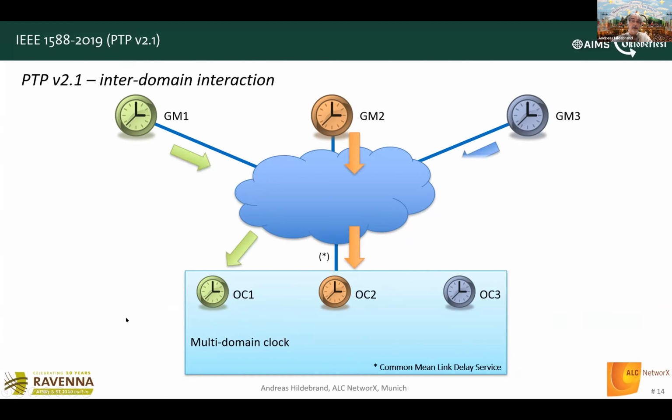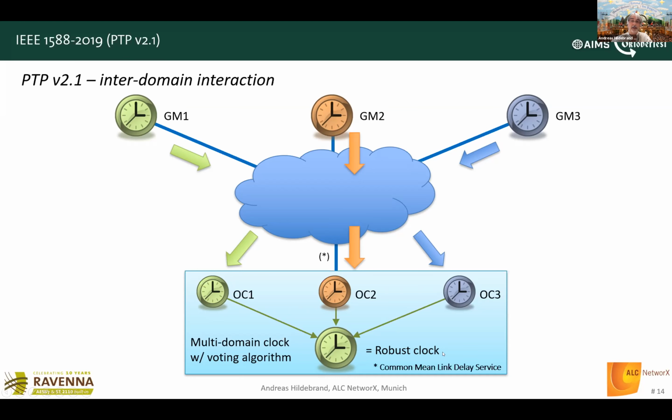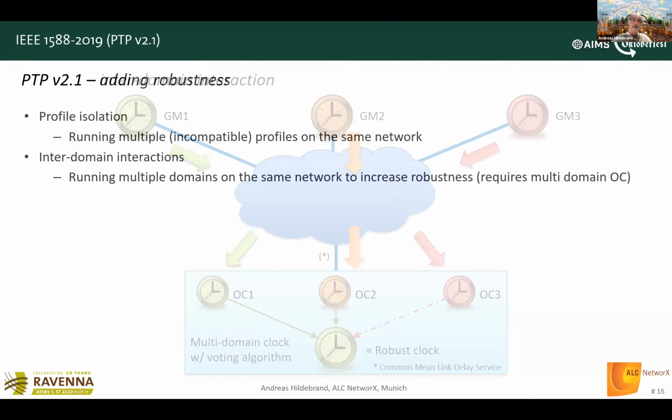Of course, the individual clocks talk to their grandmasters, receive time from their grandmaster, and through a voting algorithm or mean value algorithm, whatever is built in there, you can build a very, very robust and precise clock with a resulting time. Now, if one of those clocks fails, just like the GM3 in this example, the voting algorithm would detect that this is not serving the same time as the other two, and so it's out of the algorithm, and the robust clock still works, serving the time built from OC1 and OC2. So that is an option which is now available in PTP version 2.1.